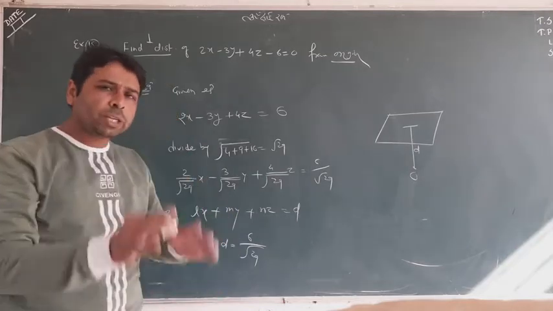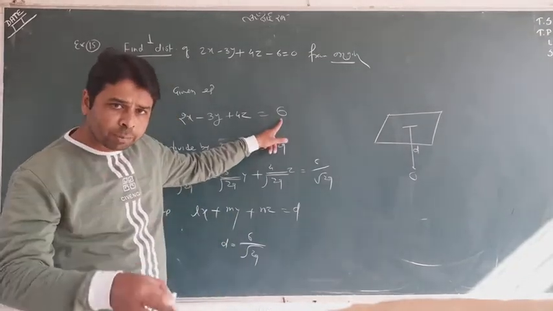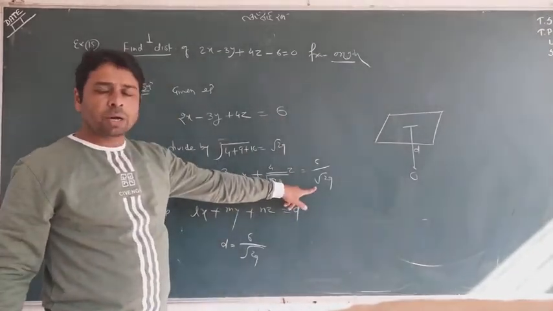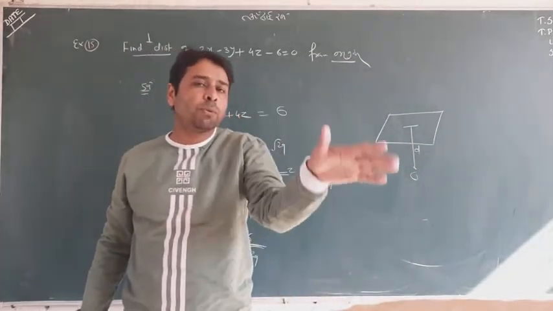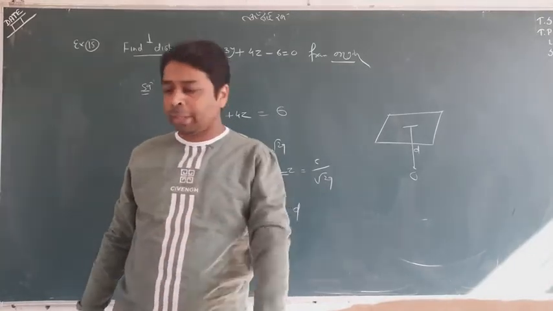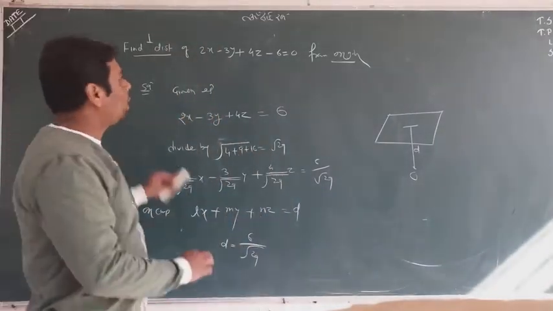So what a beautiful thing it is. This was only a constant number, but this has changed to the perpendicular distance of the plane from the origin. That is the only difference between the general form and the normal form. So please remember that it is not hard, but it's a very important concept.